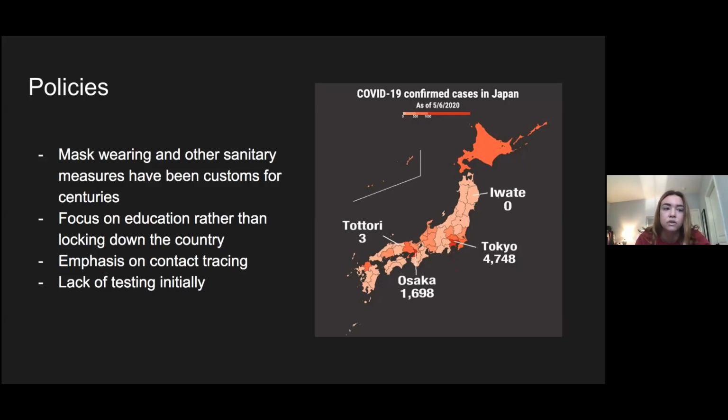Japan is an island, so they were able to enact travel restrictions that made it easier to keep the virus under control. However, Japan is a small country with a high population density, so 50% of the population lives on 2% of the land in cities like Tokyo and Osaka. So people living in very close proximity to one another like this is a breeding ground for COVID, which is what you see in the map with Tokyo having almost 5,000 cases as of May 6th, while other prefectures had 0 or 3 cases.